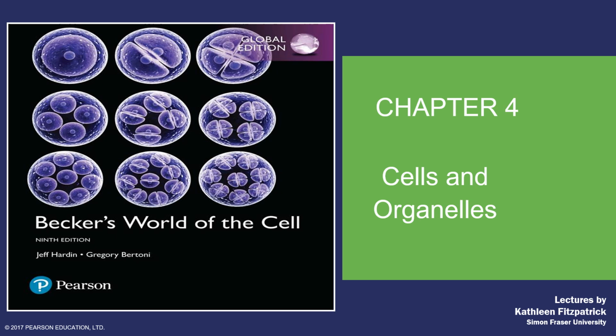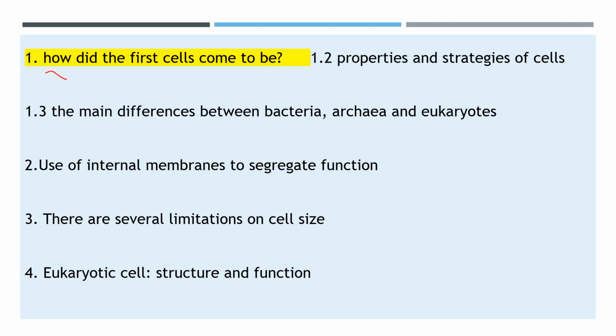Okay, so this is a continuation of chapter 4, cells and organelles. So we're talking about this topic: how did the first cells come to be? I'm going to summarize what we did in 1 minute and then go to the next step to finish this first point.